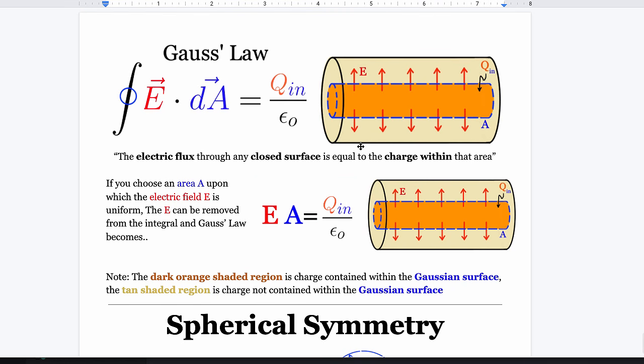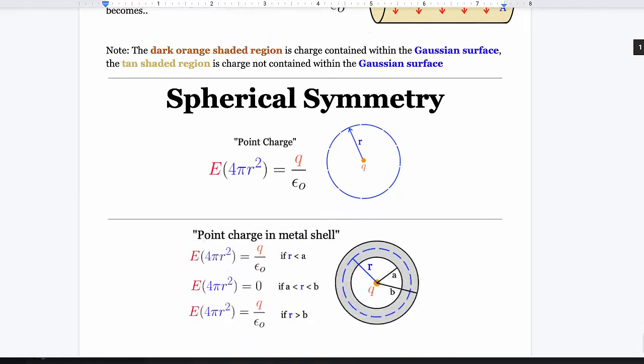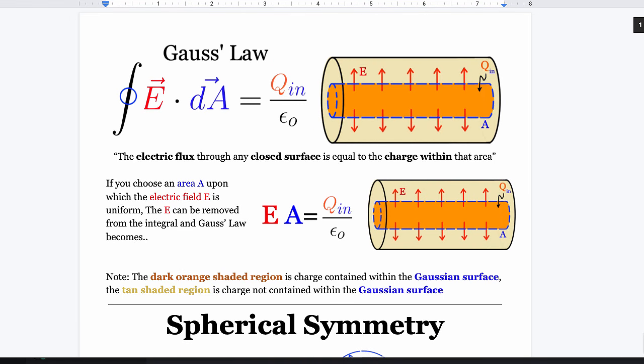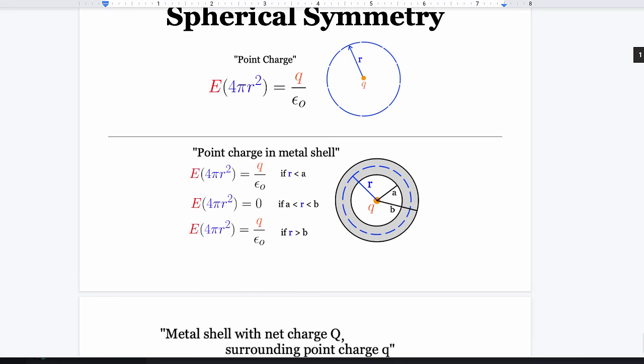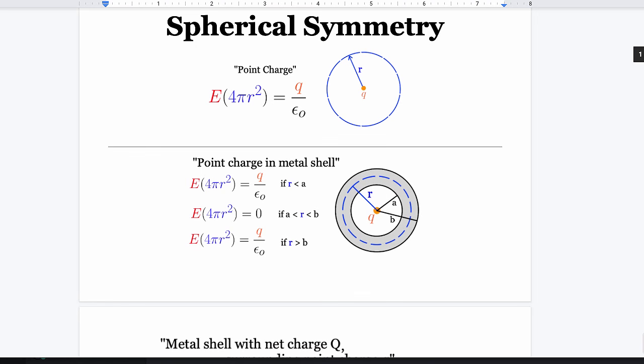And there's a bunch of examples. So let's see what those look like. There's really only three cases. You need to bring the E out, so there's got to be a symmetry. You're going to have spherical symmetry, cylindrical symmetry, or planar symmetry. So the simplest case is obviously just a point charge. What do you do? You create a Gaussian surface that's a sphere.